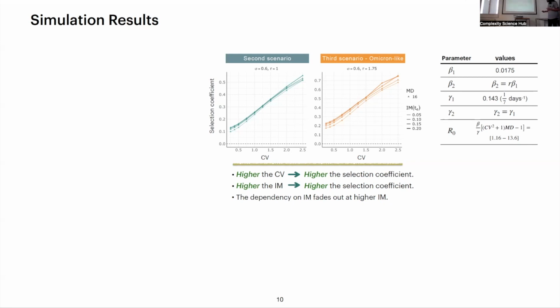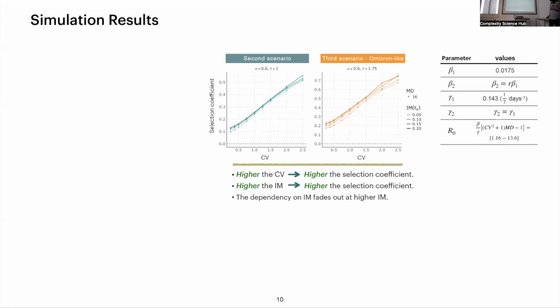Here the different thickness of the line corresponds to different levels of immunity. As you can see, the selection coefficient also increases with immunity, but the effect of immunity fades out when it goes higher. So, for example, here you can see when the immunity level goes higher than 15%, the lines get close to each other, which means that the effect fades out.